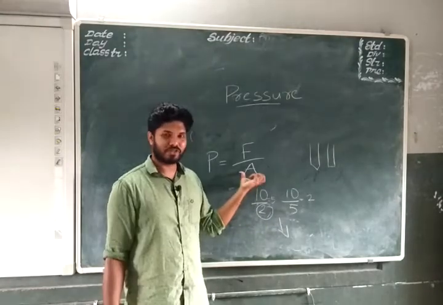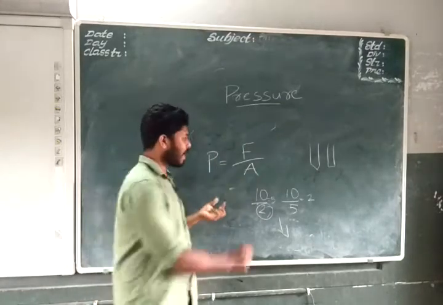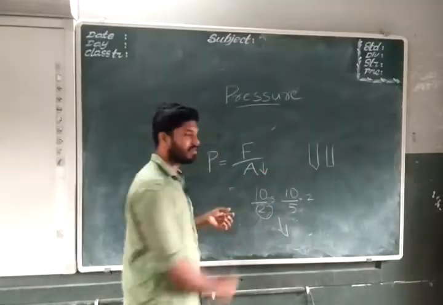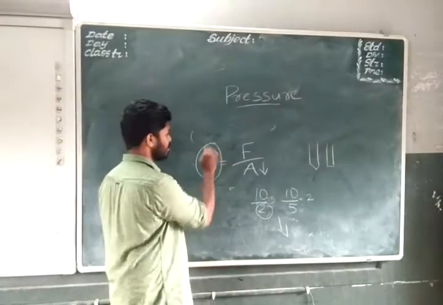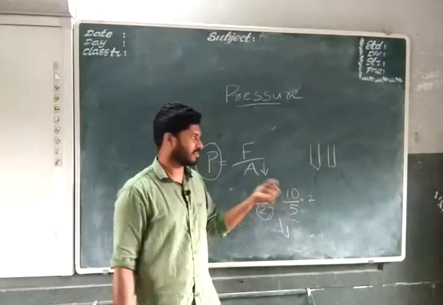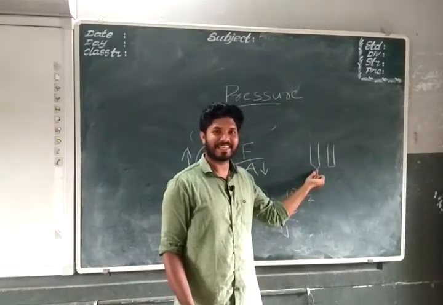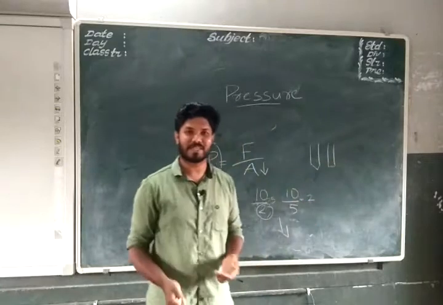See, here in the equation we have pressure is equal to force by area. So what happens if we decrease the area? Pressure will increase. If we decrease the area, pressure will increase. That is why the nail goes down more easily.